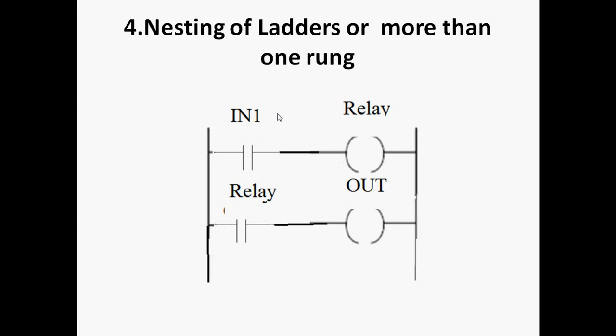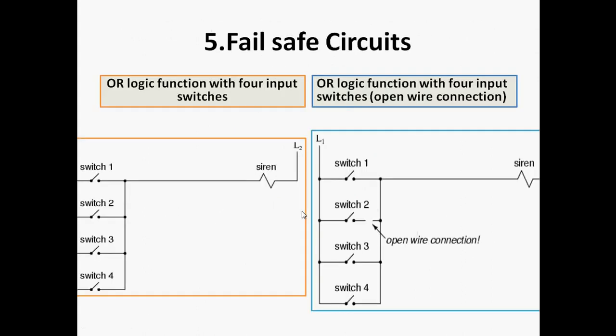So now next is about nesting of ladders on more than one rung. Here we are arranging different types of rungs. So here input 1 is on, relay is on. Relay is on means what? The second output is on. So we are adding more than one rung step by step, and we can call these circuits nested ladders.